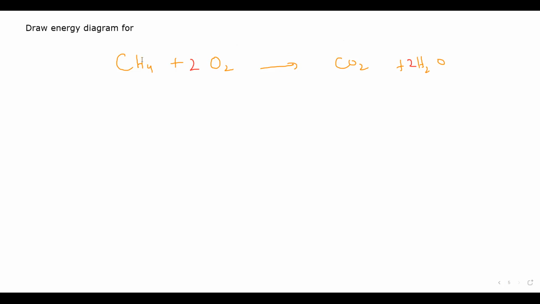So we have to draw the energy diagram, but before drawing it, we should identify what this reaction will be, exo or endo. We have to draw the energy diagram for this reaction. What will be the type of reaction? Is it endo or exo? Methane reacted with oxygen. Methane burned in the presence of oxygen to give carbon dioxide and water. What will be the type of the reaction?